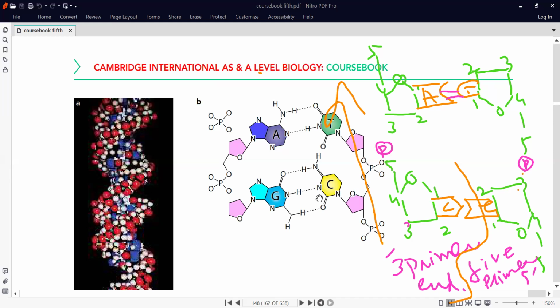A and T double hydrogen bond, C and G triple hydrogen bond. And which side will be replicating the DNA? 3rd primer end, not 5th primer end, because they are anti-parallel. If one is heading upward, the other is heading downward, you can see. This is known as 2 chains of polynucleotide. Why 2 chains of polynucleotide?